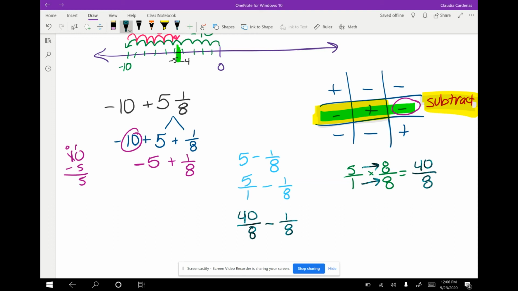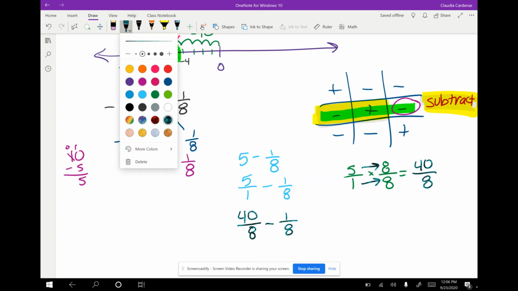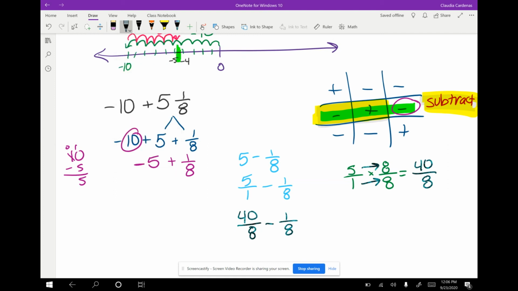Okay, so now can we subtract? Well, yes, because we have 40 out of 8 whole pies, right? And I'm going to take away one of those 40 pieces, okay? And I'm going to see what I'm left with. So I'm left with 39 pieces of these pies when each of them are broken up into 8 total pieces. So let's go ahead and simplify this answer.